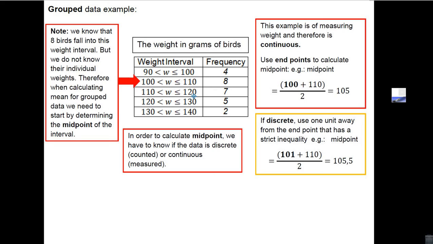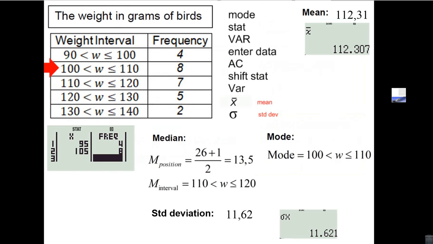Okay, but what about the median? Let's take a look at the median. Oh, by the way, if it's discrete, that means you don't go to 100, it's just 101. So the midpoint will be 101 plus 110, if it's discrete data, then you get a different midpoint. Like I said, your calculator will multiply the midpoint by all these frequencies and then divide by 26 and give you the mean. It'll even give you the standard deviation.